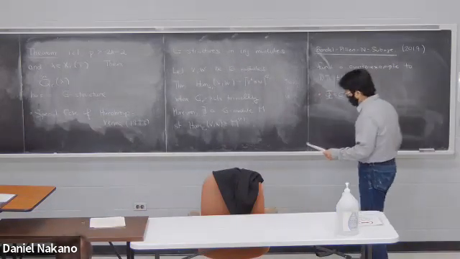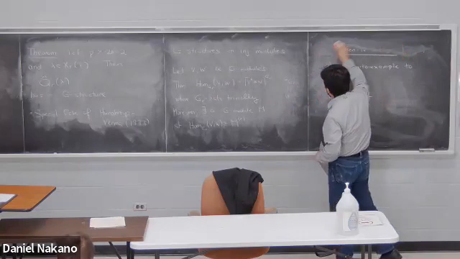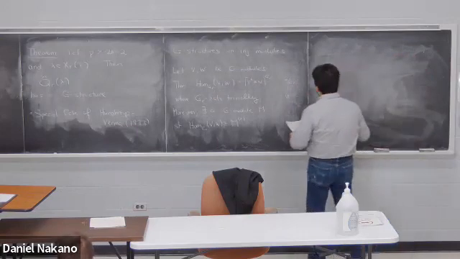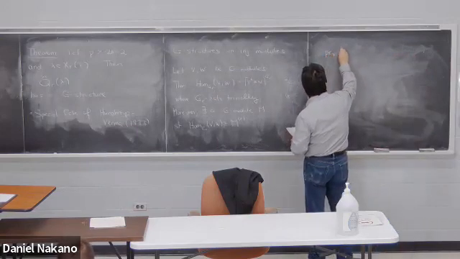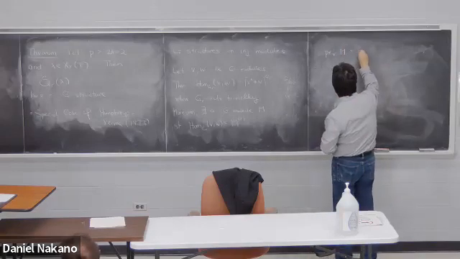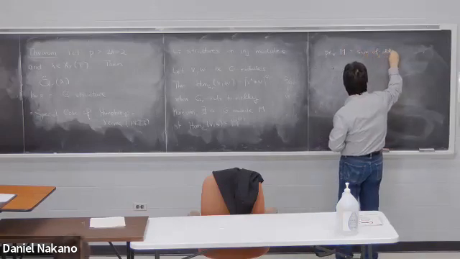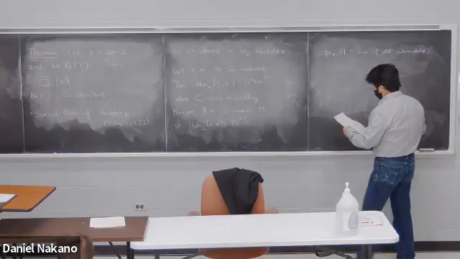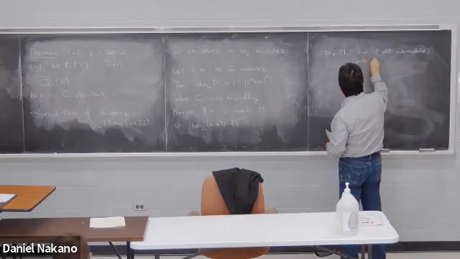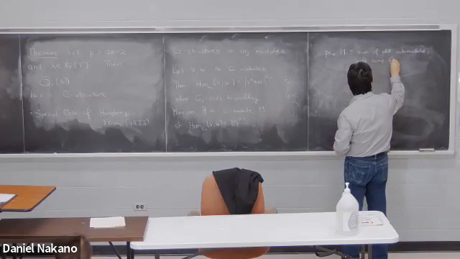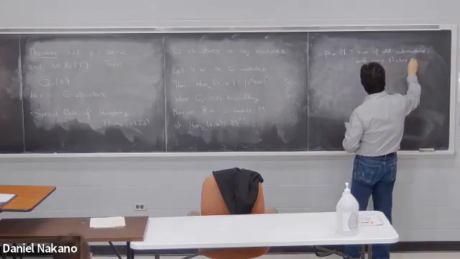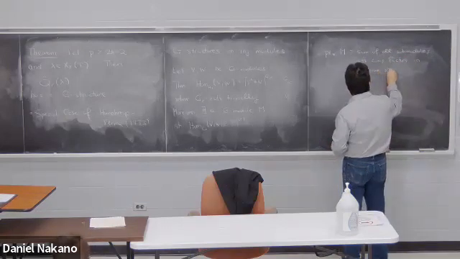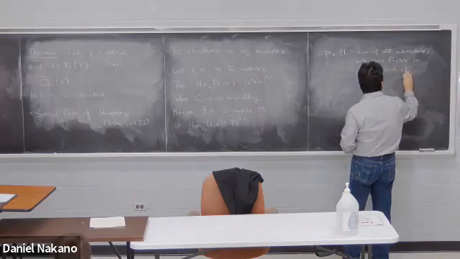Okay, good. All right, now what you can do is look at blocks, and you can define P_r nu of M. This is the sum of all submodules with composition factors in the same block as nu.